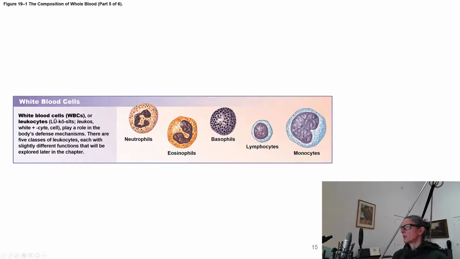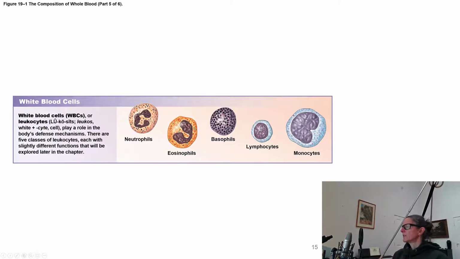Eosinophils are really good against parasites and flukes. They also are involved in allergic reactions. Basophils are very important for beginning an inflammatory cascade. They have heparin and histamine in them. So we have the ability to start inflammation as well as increase blood flow, because heparin is a blood thinner.